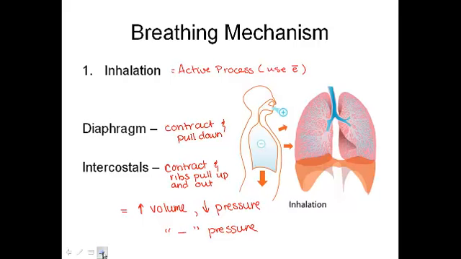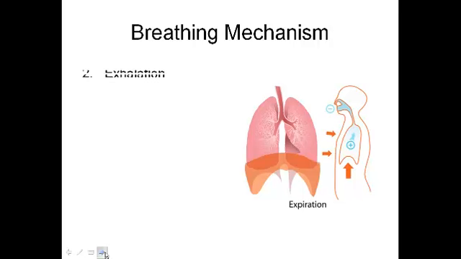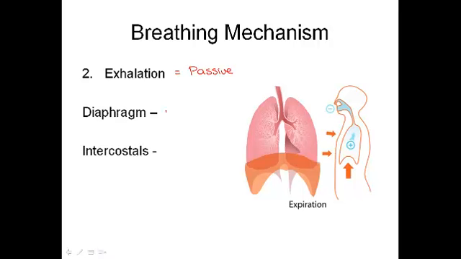So when we look at the exhaling, exhalation, breathing out, this is going to be a passive process because our muscles are now relaxing. We don't need the energy to contract them. So our diaphragm is going to relax, and when it relaxes, it's going to move back up, and our intercostal muscles are going to relax, which causes our ribs to move down and in.